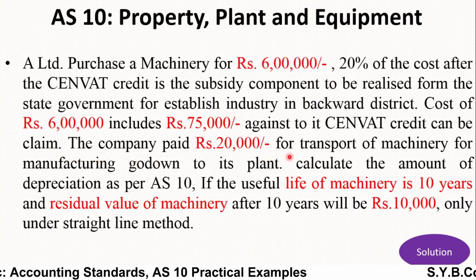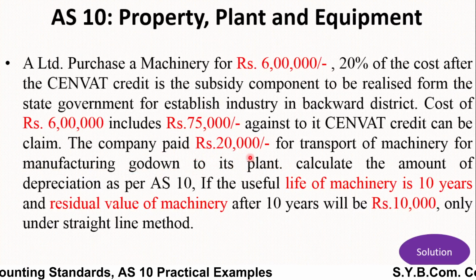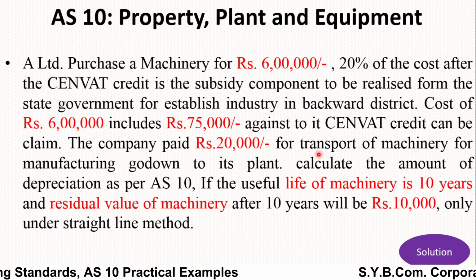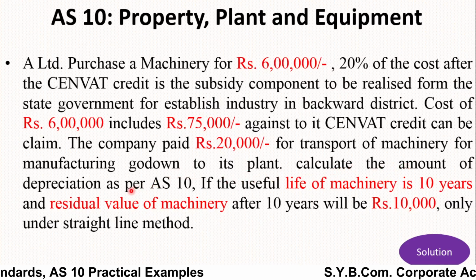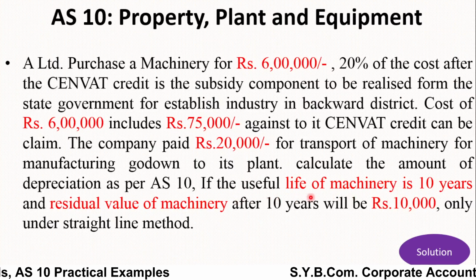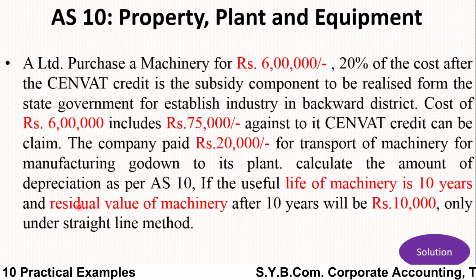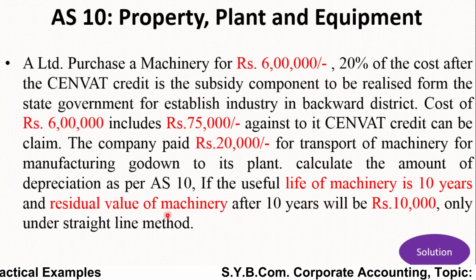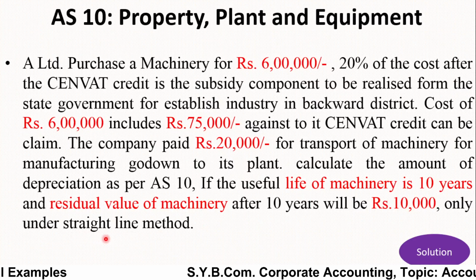The company paid rupees 20,000 for transport of machinery from manufacturing godowns to its plant. It means that 20,000 is an expense incurred on the transport of machinery from the manufacturing godown. Calculate the amount of depreciation as per AS 10. If the useful life of the machinery is 10 years, you have to calculate the depreciation as per AS 10. The residual value of machinery after 10 years will be rupees 10,000 only. Residual value means the scrap value after 10 years will be rupees 10,000 under the straight line method.